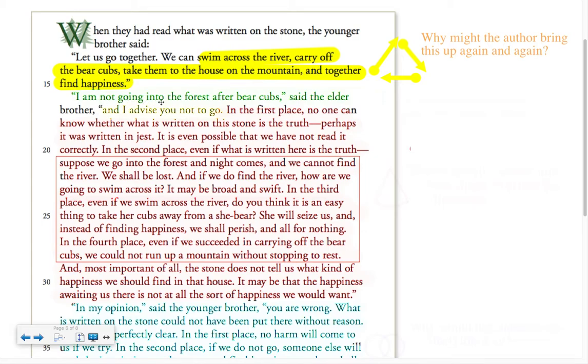I am not going into the forest after bear cubs, said the older brother.